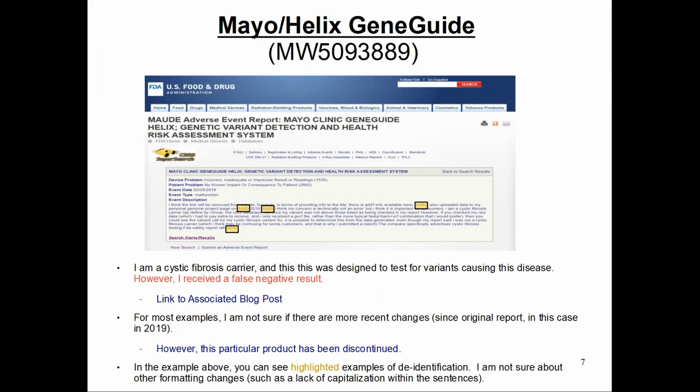For all these slides, these were submitted a while ago, so I don't know everything that's going on with the companies now, but at least in this situation, I believe the product is discontinued.